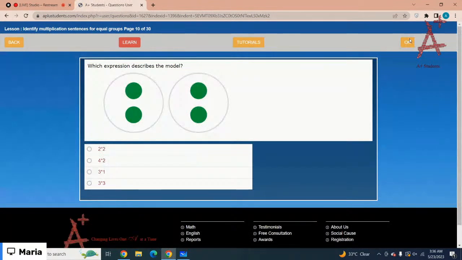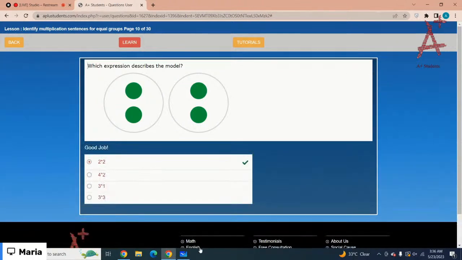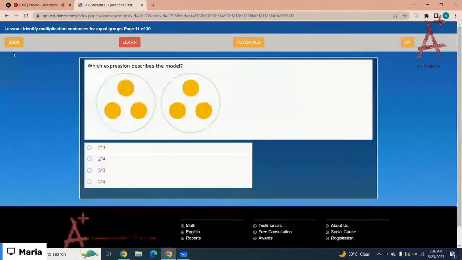Which expression describes the model? So which is the correct option? It would be 2 times 2. Got it? Okay, we are done with the lesson. You can complete the test by yourself later today.